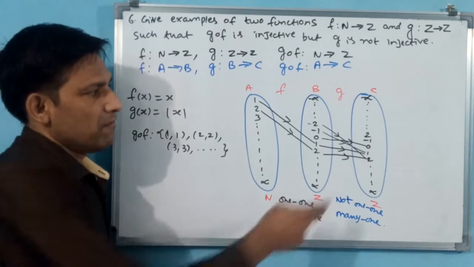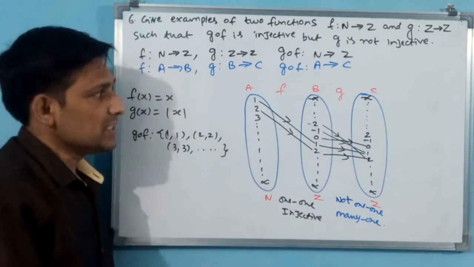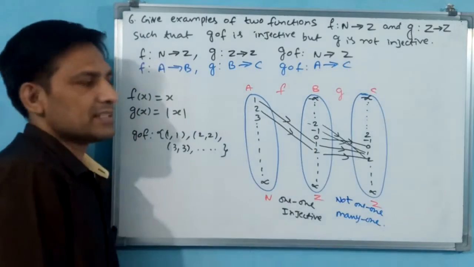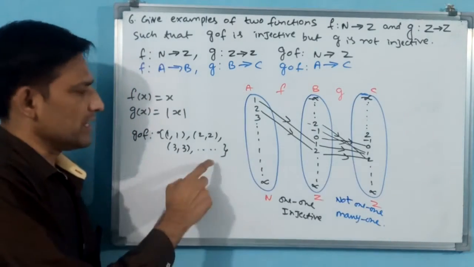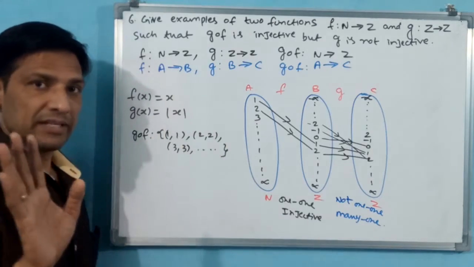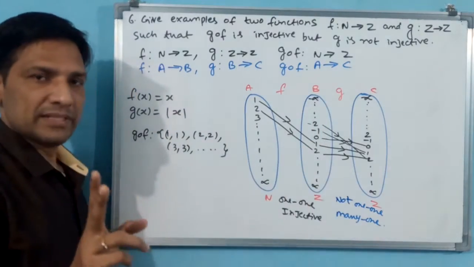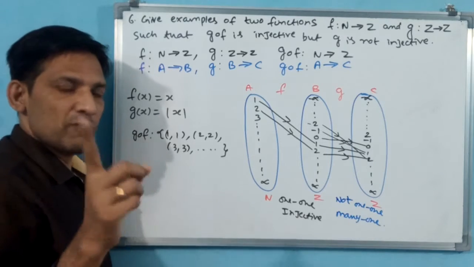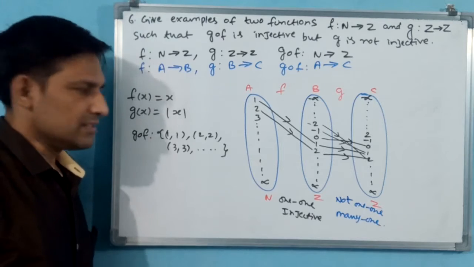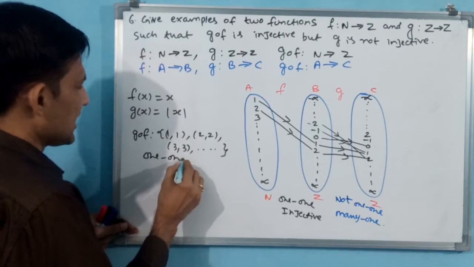Why? Because see, for g o f, A will be one element only. For g o f there is no B. If you see here, A to C, that's all. A and C you have to take. For each element only one pre-image. For g o f I am talking. See, for B there may be two elements, but for A it is only one element, one pre-image. That is why g o f is 1, 1.